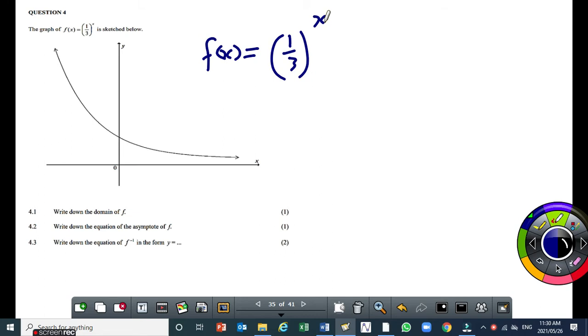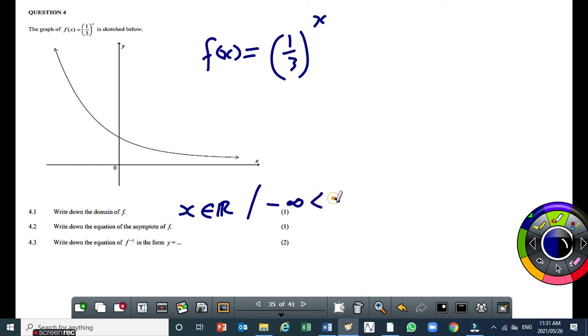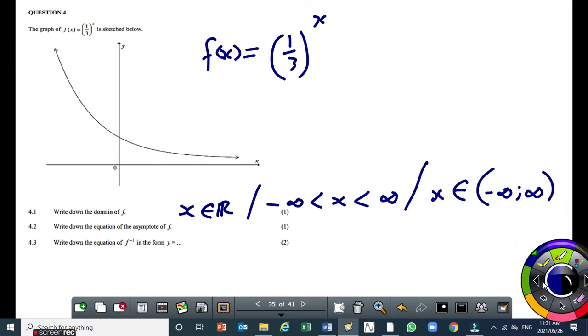Now, the domain of this function starts at the far left, that's minus infinity, up to positive infinity. So your answer here will be x is an element of the real numbers. Or you can write it as minus infinity is less than x is less than positive infinity. You can also write it as x is an element of, circular bracket, minus infinity to positive infinity. Any of those three, right?